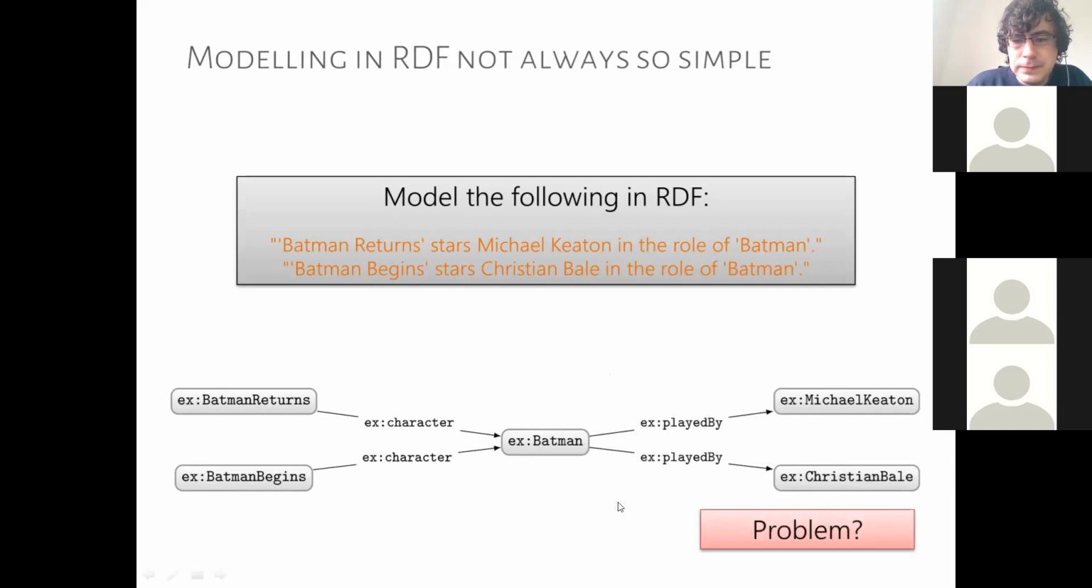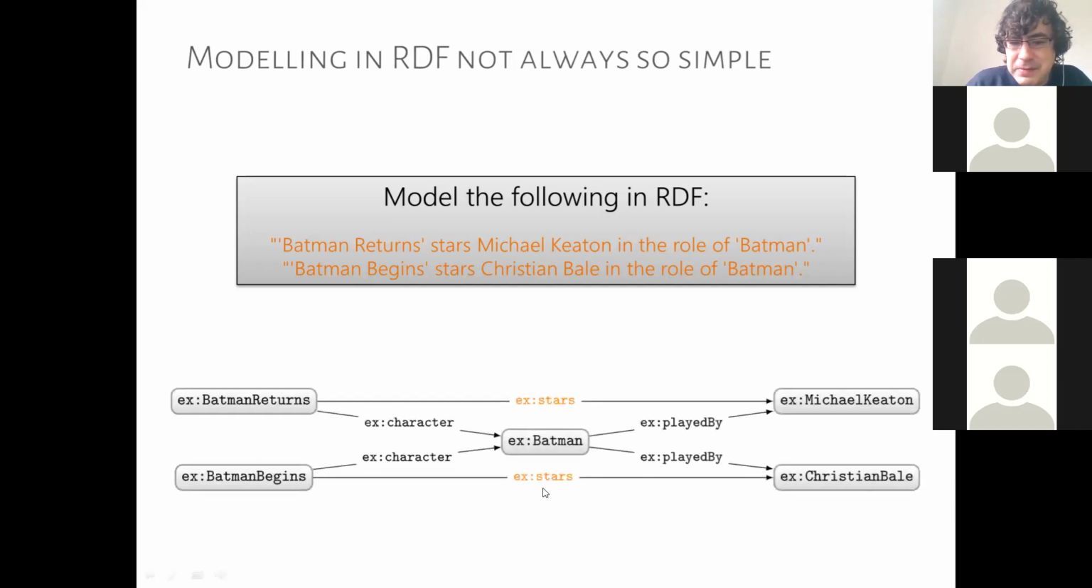Maybe it's that it looks like both actors played Batman in both movies. Yep. Or even if we know they played one in one movie, we don't know which. More generally, we know that they played this character, but we don't know in which movie Michael Keaton played Batman or Christian Bale played Batman. So this is a problem. How could we resolve that?